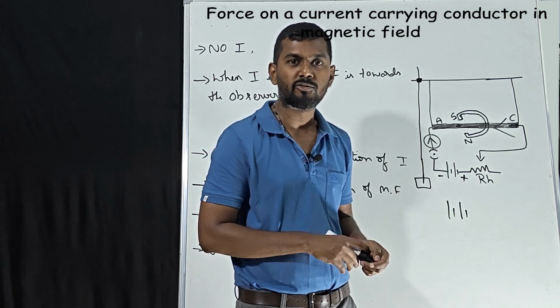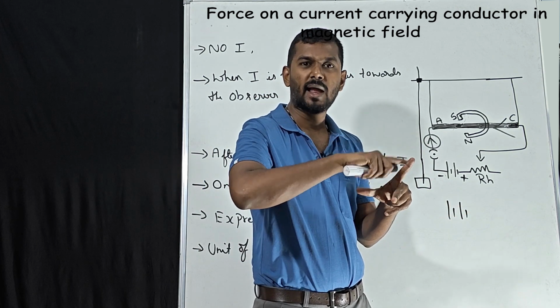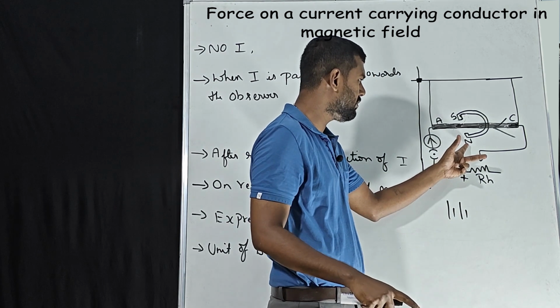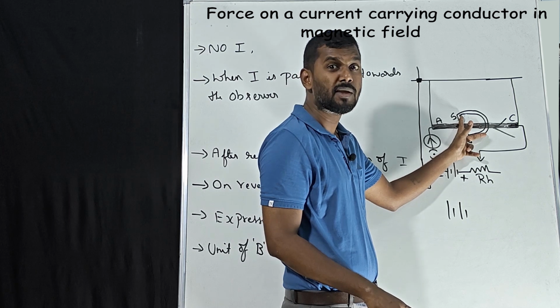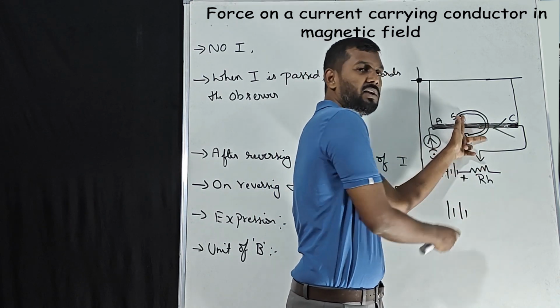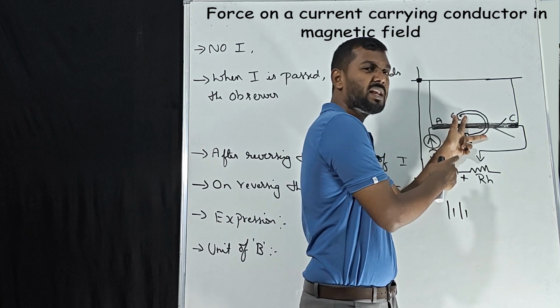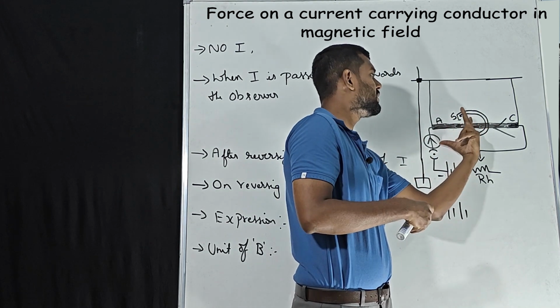Now we have to assign our fingers. See, first always assign what? The magnetic field line. Now we know the magnetic field lines are moving from north to south. If you hold it like this, this is wrong. Why? Because the middle finger shows the direction of current, but the direction of current is towards the left side, correct? So you have to change it.